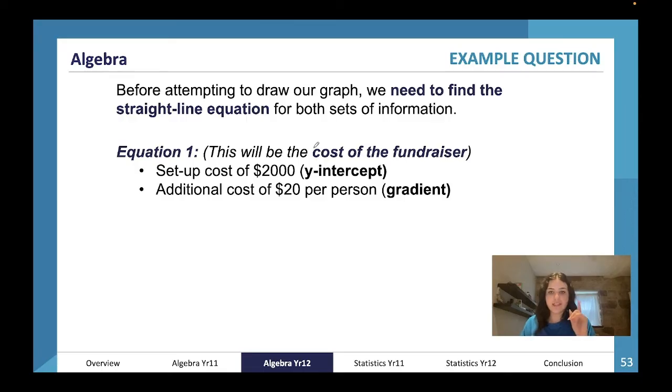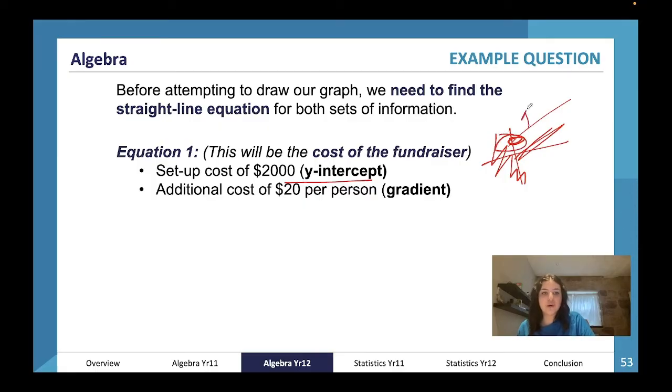The first one is equation 1. This is the cost of the fundraiser. So the setup cost is $2,000. Now, why is this the y-intercept? Because before the fundraiser even happens, he will have spent $2,000. With these graphs, we actually just start on this side of the line, positive, we don't have any negative. We're going to start at $2,000 because you're not spending zero and going up. You're literally spending $2,000 off the bat.